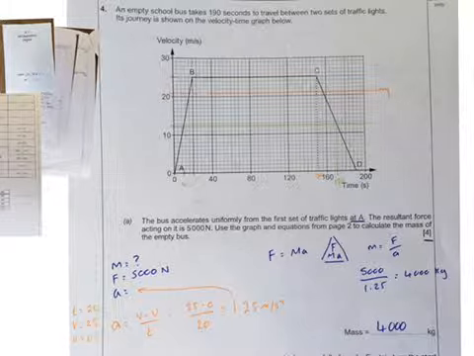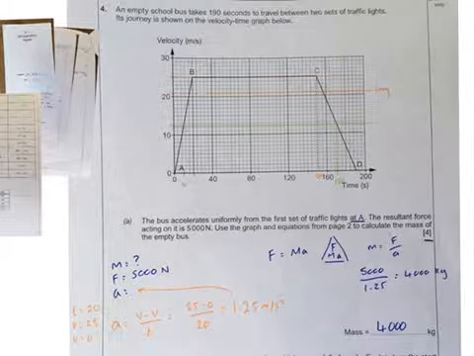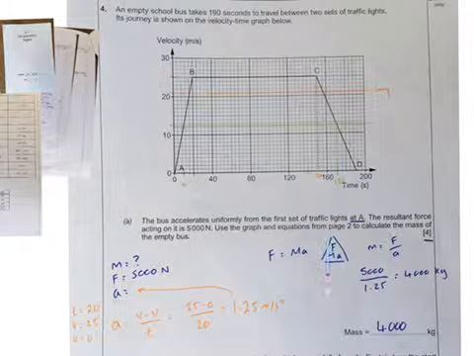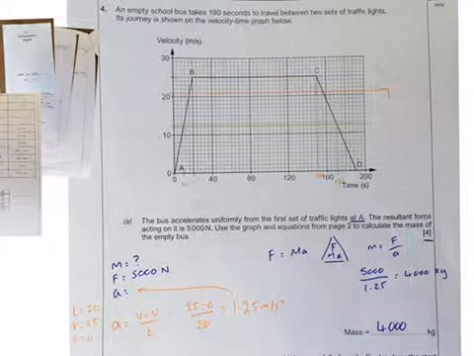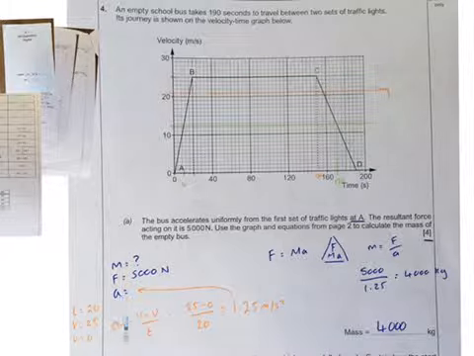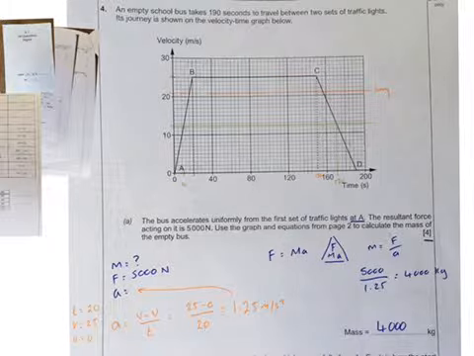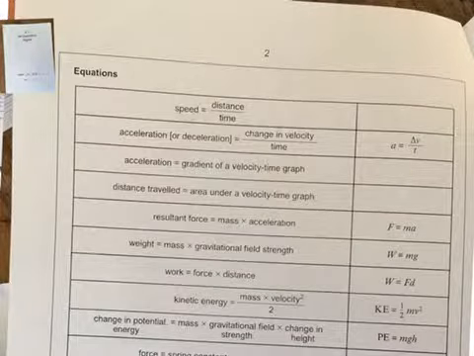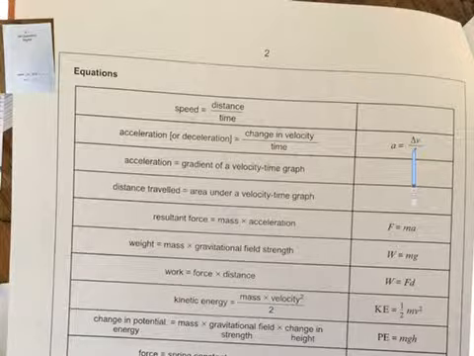So I know for 4 marks here, because it's 4 marks, I'm probably going to have to do 2 equations. And it also says equations there. So use the graph and equations from page 2. So it's asking me to calculate the mass. There's no real formula that ties velocity, time, and mass up. But there is one that ties force, which they're giving me, mass, and acceleration. And I know if I've got velocity and time, I can get acceleration.